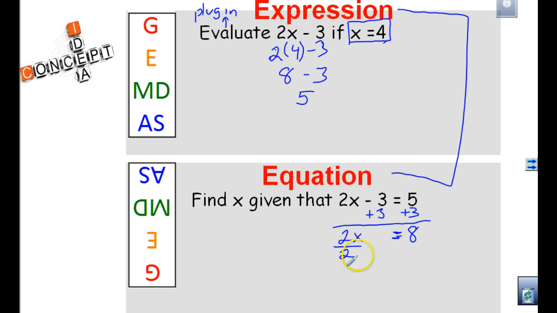And then the division property of equality. 2 divided by 2 is 1. 8 divided by 2 is 4. So you can see that we just worked backwards and we got the answer. We already knew that was the answer. These are the same problem, one in the forward direction, one in the back direction.